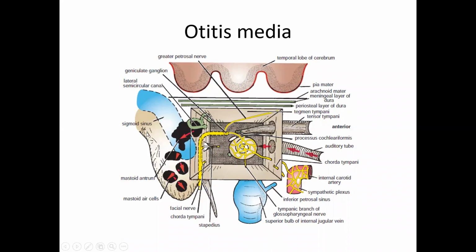Behind the middle ear is the mastoid antrum with its hair cells and also a large mastoid antrum and the opening of mastoid antrum. Sigmoid sinus is also posterior to the middle ear. Inferior to the middle ear is the superior bulb of internal jugular vein. Antero-inferior is the carotid artery. The sympathetic plexus around it.